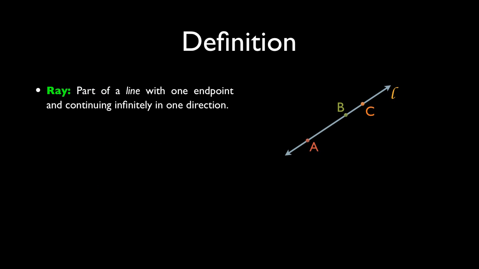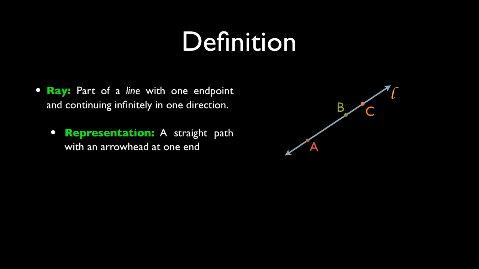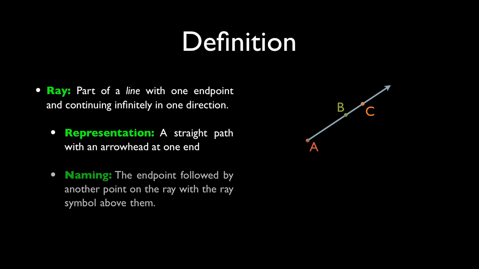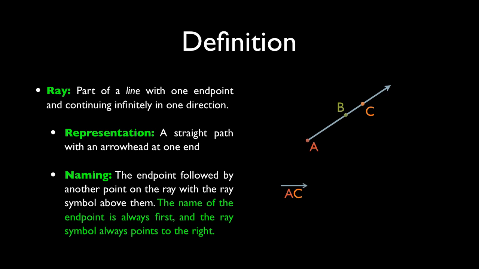A ray is a part of a line with one endpoint, and then it goes infinitely in one direction. So it's represented by a straight line with an arrowhead at one end, because it's going off in one direction. We name it using the endpoint followed by another point on the ray, with, of course, a ray symbol above them. So this ray happens to be ray AC.